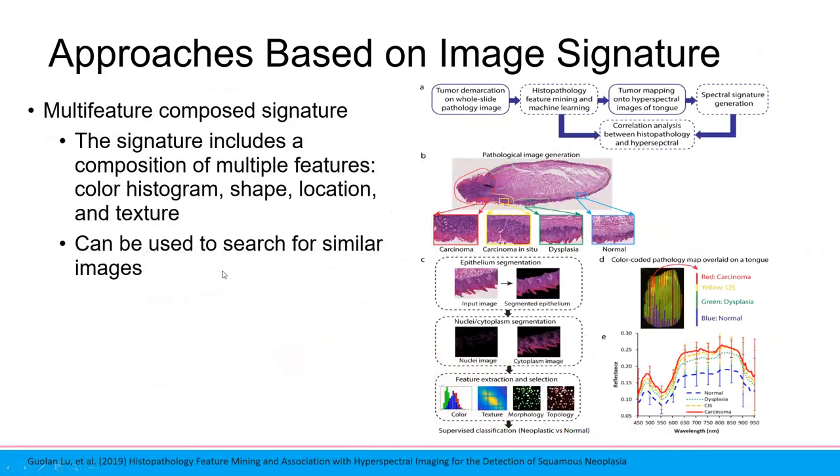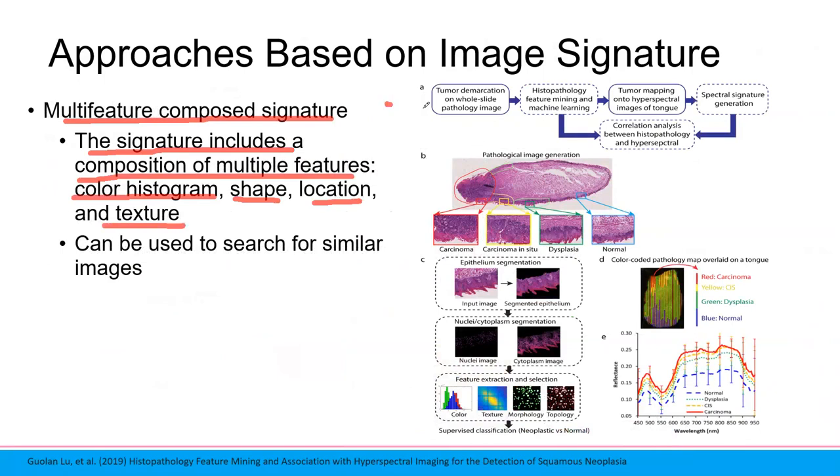We can also use the multi-feature. What is multi-feature? Multi-feature composite signature means the signature includes a composition of multiple features. So you can use not only the color histogram, but you also need to check the shape, the location, and the texture.